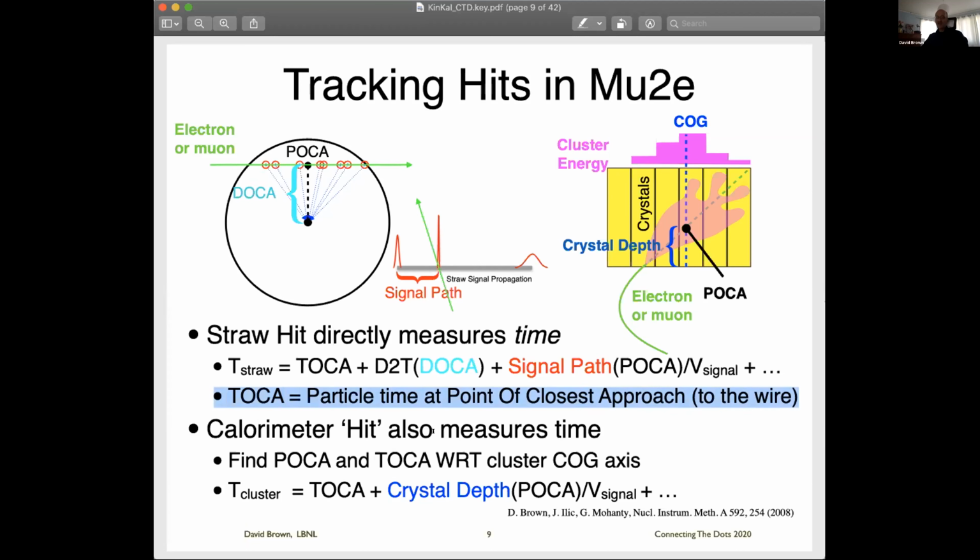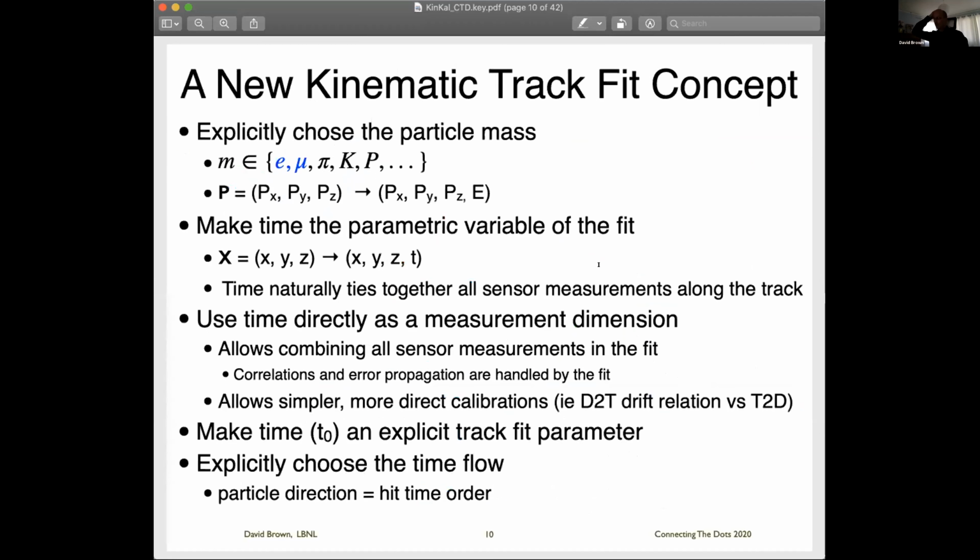We can apply that same concept also to the calorimeter. If we consider the center of gravity of a cluster, of an electron or a muon energy cluster, defined by the direction of the crystals. The crystals integrate energy across their face, but along a given direction. And that axis allows you to define, again, a point of closest approach and a time of closest approach. And that's how we get the timing signal from the calorimeter. And we use both of these in the tracking. So this leads me to the definition then of what I'm going to call a sort of modernized concept of what a kinematic Kalman fit or track fit would be.